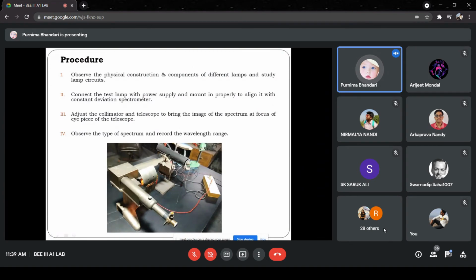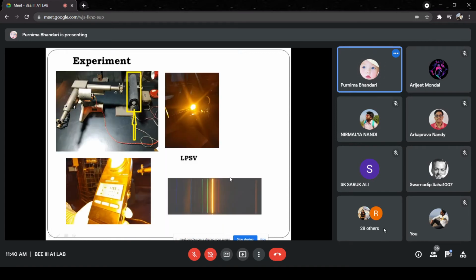After the error or calibration is done, we will use the other different types of lamps and place them here, and we will check the spectrum and note down the wavelength seen through this magnifying glass. Okay, so this is one kind of real measurement. Here you can see the SOX is powered up, and it is checking the wavelength in the experiment.